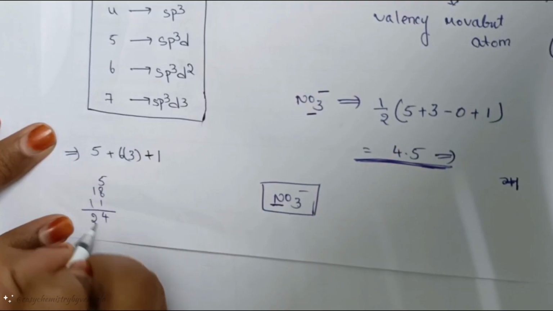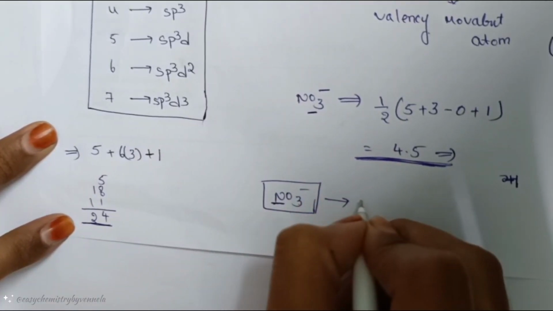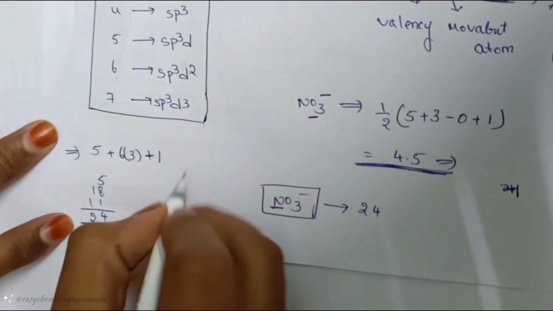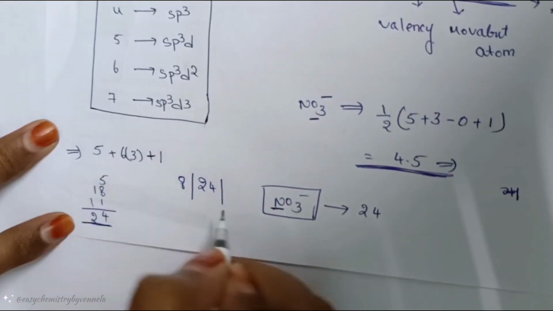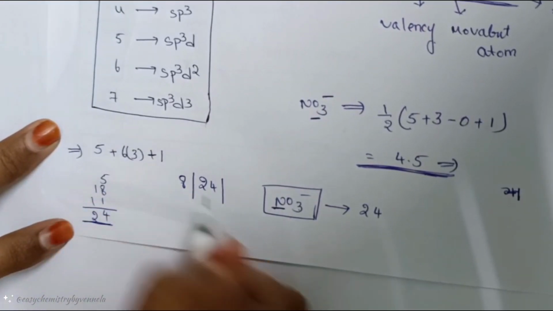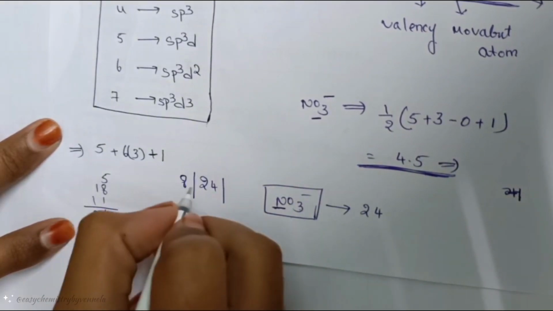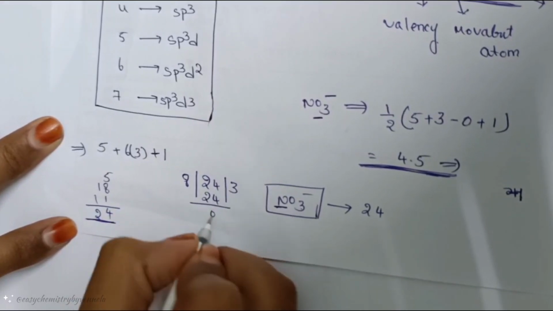14, 24. This is the total sum for NO3 minus: 24. So you can calculate this 24 number by 8. Why can I take only 8 here? Why am I not taking 7 or 6? I can give clarity about that. 8 threes are 24, so the remainder is 0.